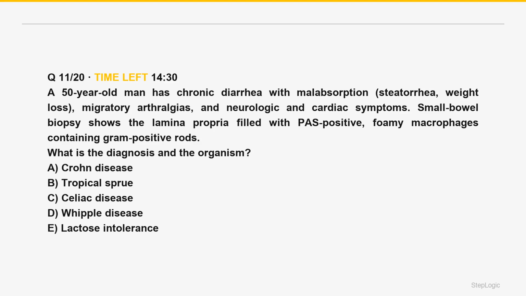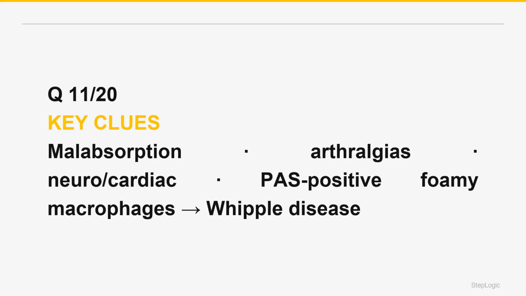Read the command, diagnosis and organism. Malabsorption plus arthralgias plus neurocardiac plus positive foamy macrophages: Whipple disease, Tropheryma whipplei. This is Whipple disease, a rare systemic infectious disease caused by Tropheryma whipplei.